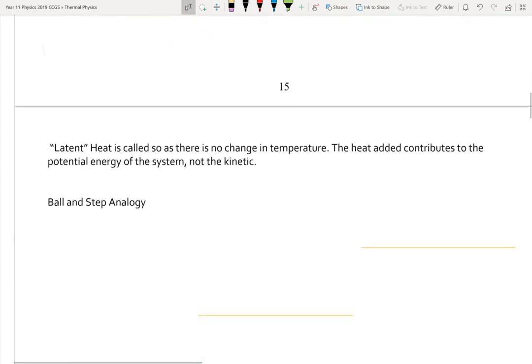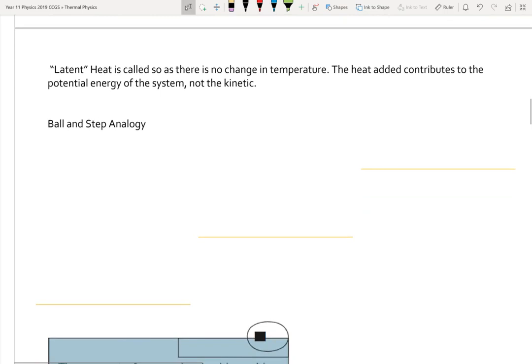This should really have been on the bottom of that page. It's called so as there is no change in temperature. The heat added contributes to the potential energy of the system, not the kinetic. The analogy would be a bowling ball rolling along, okay, with a certain velocity, which would be a certain kinetic energy.